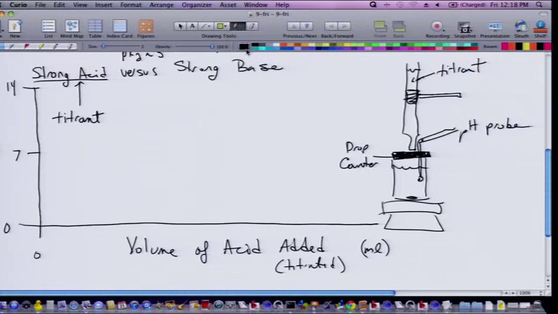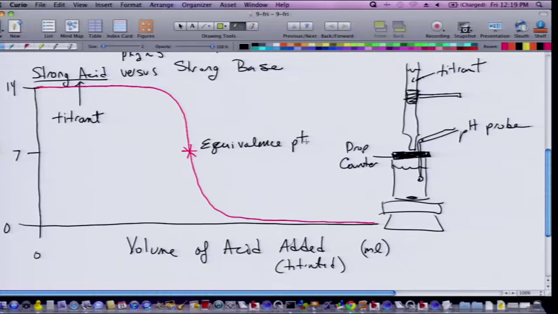So let's go back to our graph. And in red here, you start out, because remember you have a strong base in the vessel, so the pH is going to be high. Let's say it's pH 13, 1 molar base. And then suddenly when you start to hit the transition point, the equivalence point will occur somewhere around pH 7 for a strong acid versus a strong base, generally speaking. Because basically you're looking there at the pK of water. And so this is your curve.